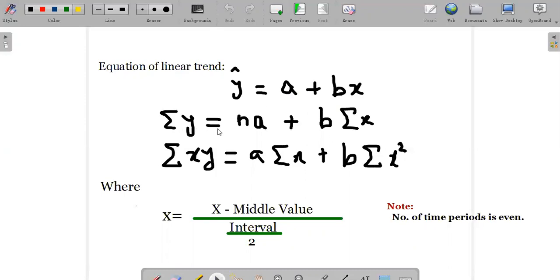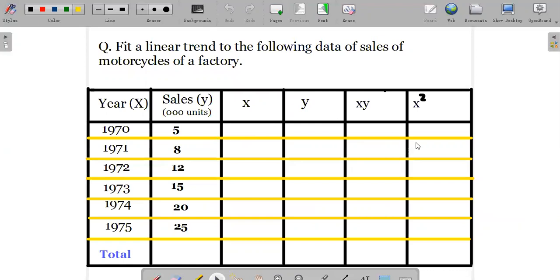So, summation y is equal to na plus b summation x, and summation xy is equal to a times summation x plus b times summation x squared. In time series we need to make it six columns. You see here 1, 2, 3, 4, 5, 6 columns, and you have to fill them up.